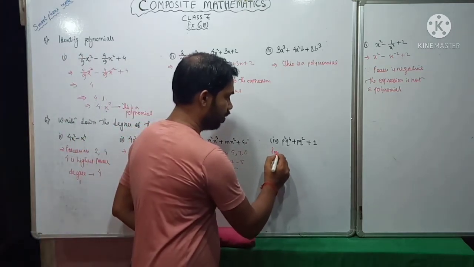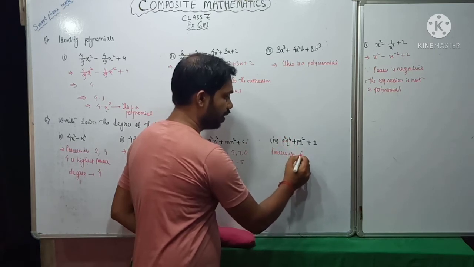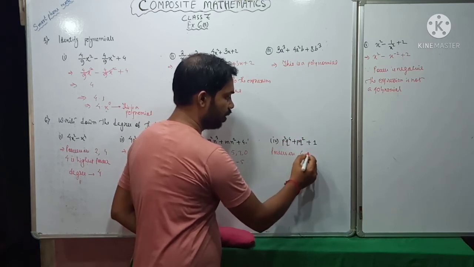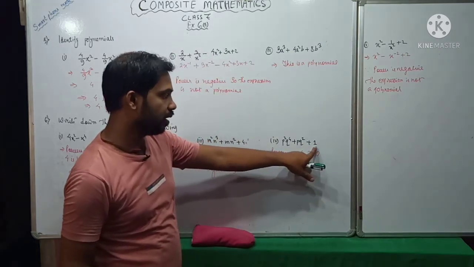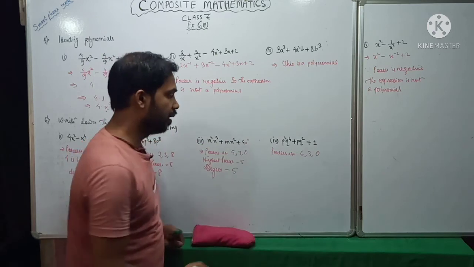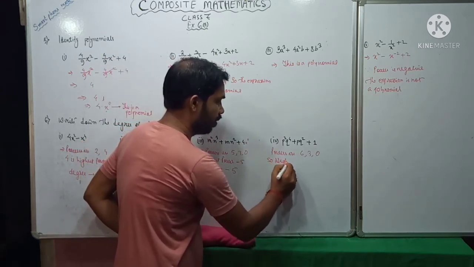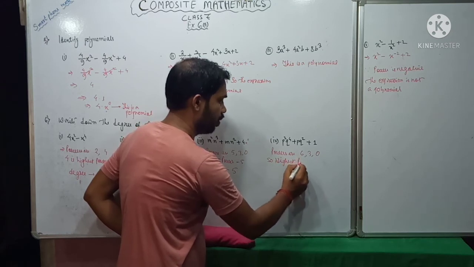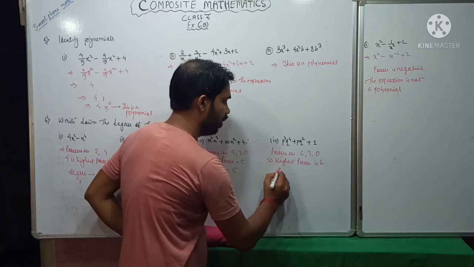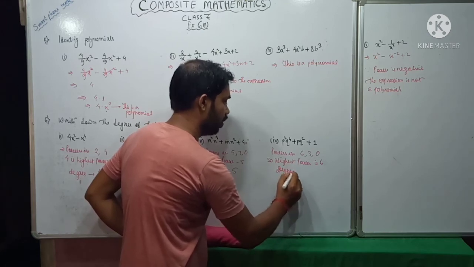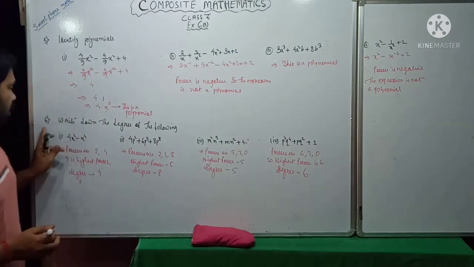See here, you have to add the powers. Here power is 6, here powers 1 and 2 make 3, and here the power is 0. A constant number has power 0, remember this. So the highest power is 6, so the degree will be 6.